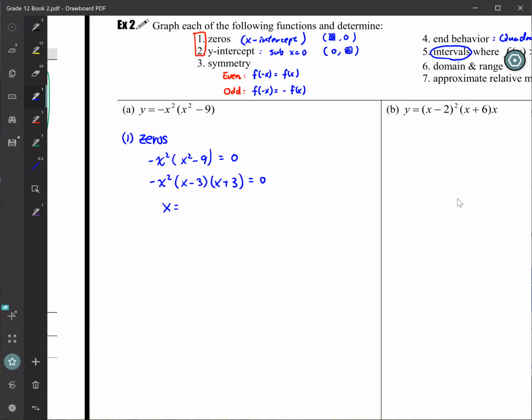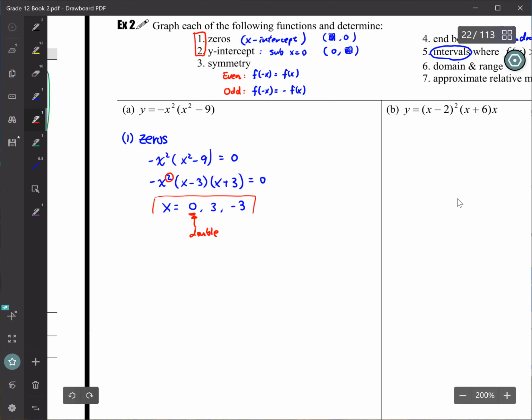Okay, so Eric, where are the zeros? 0, 3, negative 3. Yep, very good. And Cindy, where do we have any double root? Yes. Where? 0. Okay, very good. All right, so I'm pretty sure you remember this now. So this one has a double root because it has a square. Square means there's a double root. So that means later on when we graph, you need to have a bounce there. So let's box this one. This is the answer for the zeros.